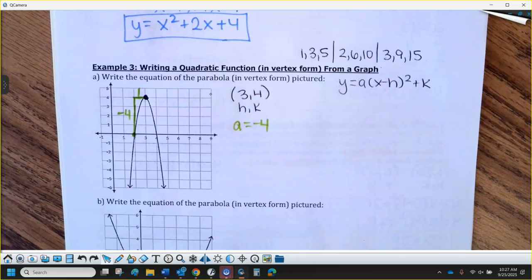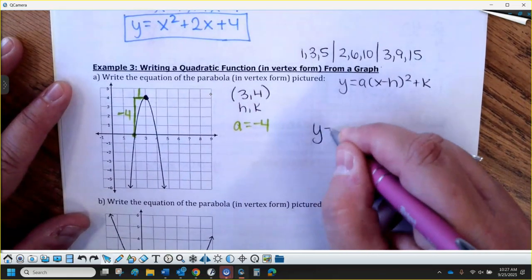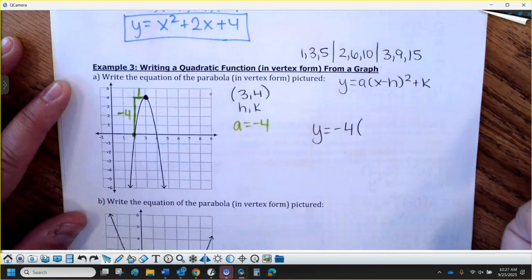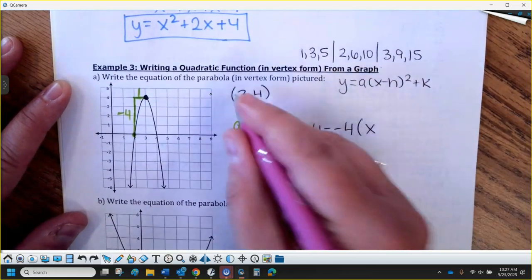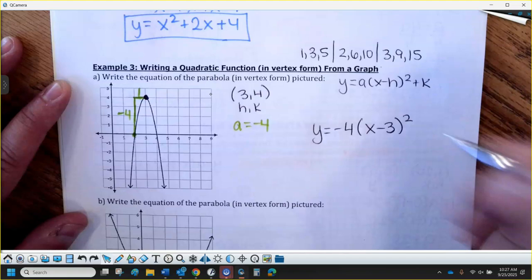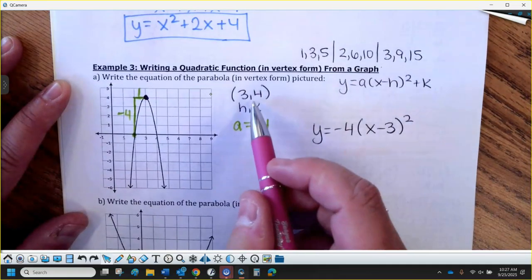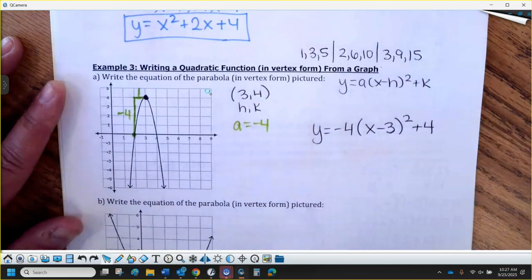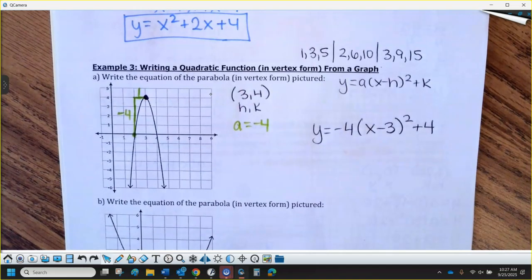If that doesn't make sense to you, just grab a point on the graph and you can do what we did on the front. But this is all I need. And this would just be y equals, we'd do -4 for our a value. It's x minus the x coordinate of the vertex, so it would look like x minus 3 squared. The k value is 4. Otherwise, you can do what we did on the front algebraically. You just grab another point on the graph and plug that in for x and y. You get the exact same thing.